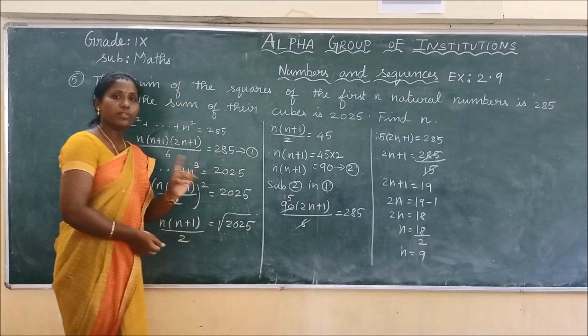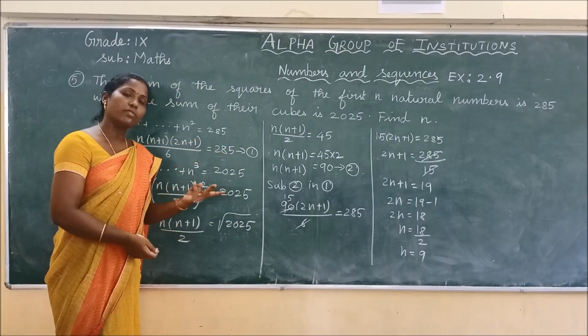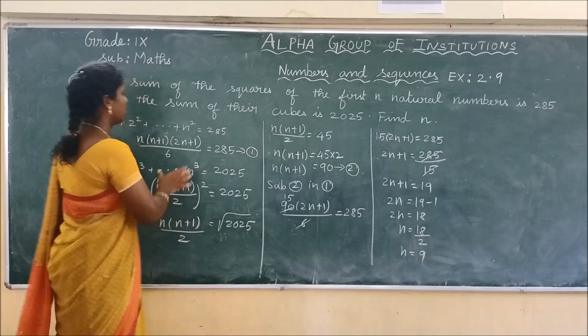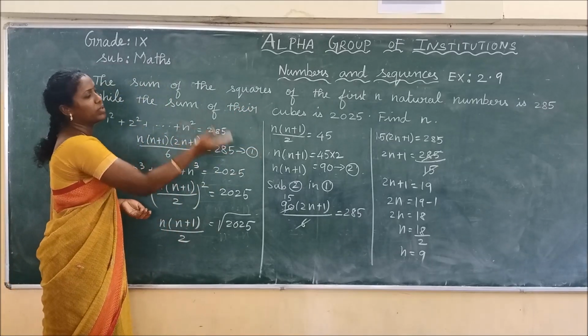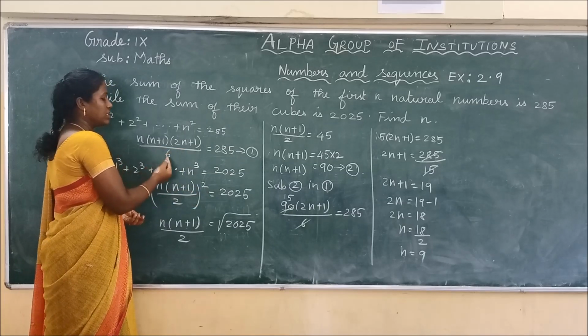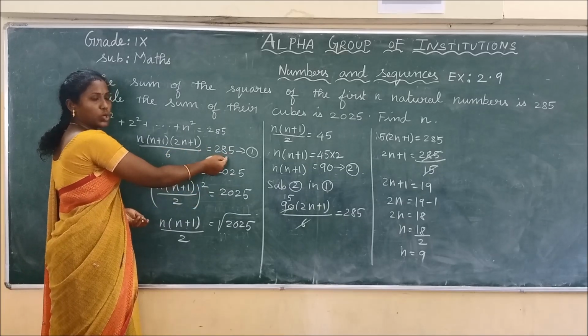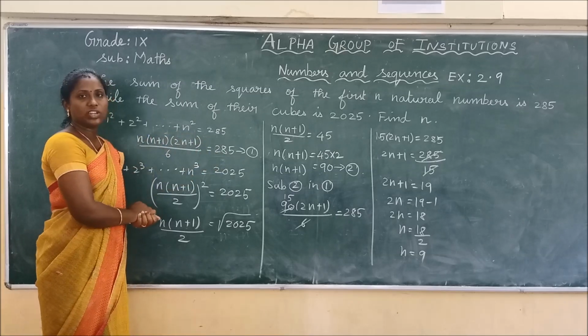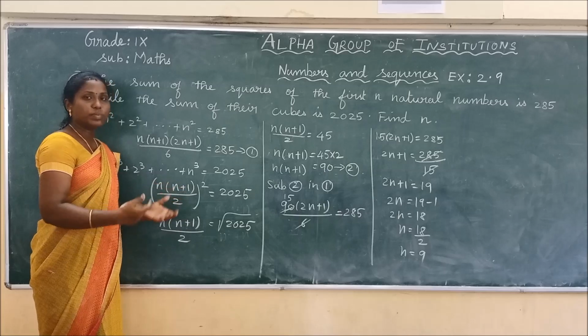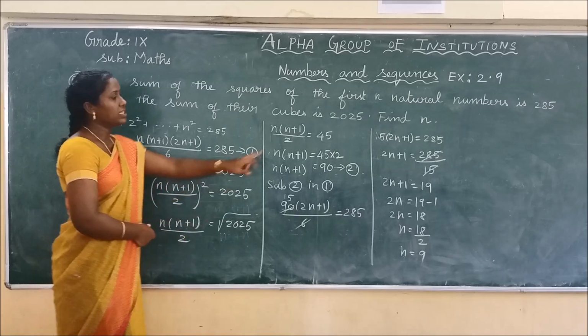Okay. This is one of the ways to solve this problem. There are two other ways to solve this problem also. We can take just equation 1 alone, without using the second condition. Just take the 6 to the other side of the equation and form an equation in n. Then we can find the value of n. Otherwise, the simple way is, see here, see this step.